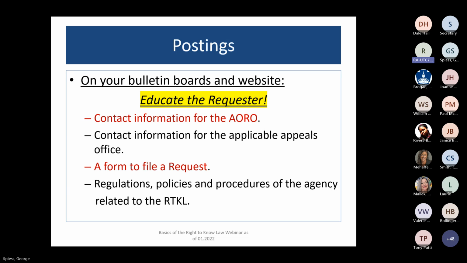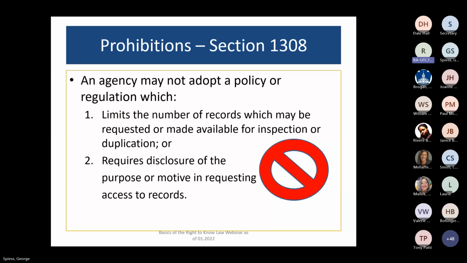You can simply have a practice that we require a Right to Know form, as long as you apply it equitably across the board and don't say, well, you need to use the form, but, well, I like you, so I'm just going to give you the record without requiring the form. Don't do that. All right, moving on.